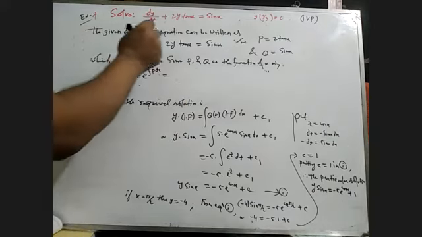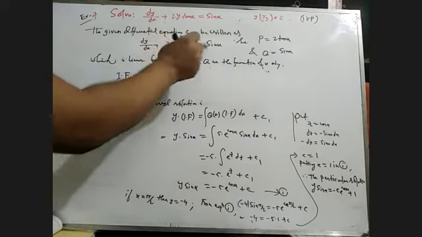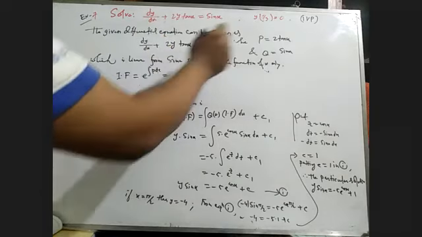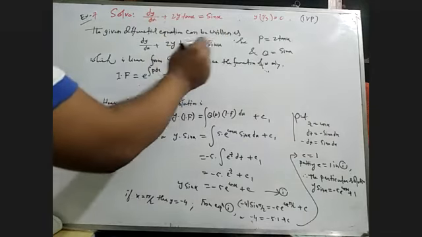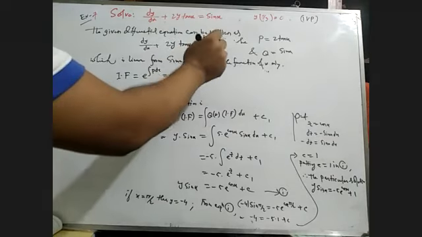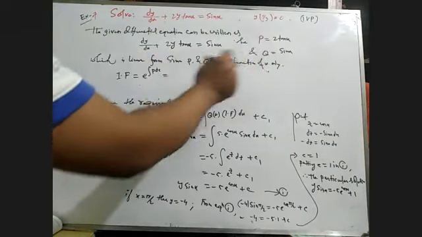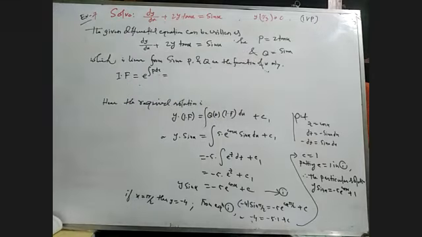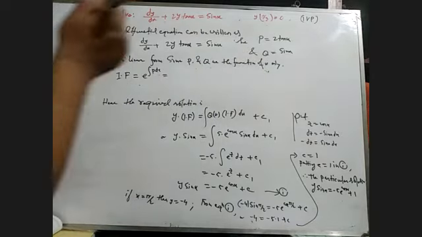So the given differential equation can be written like this, just the same. Here p equals 2 tan x and q equals sin x. That means the coefficient of y is p and the right hand side is q. So p and q are functions of x only. This is why it is linear form. So the integrating factor will be what?